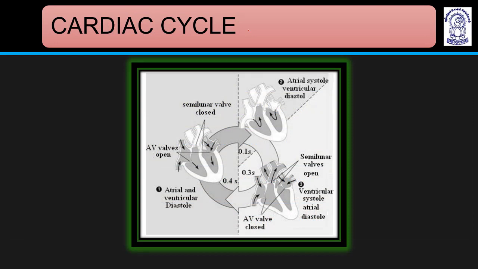The complete cardiac cycle is of 0.8 second. Joint diastole is of 0.4 second. It is the period during which the entire heart is in diastole.